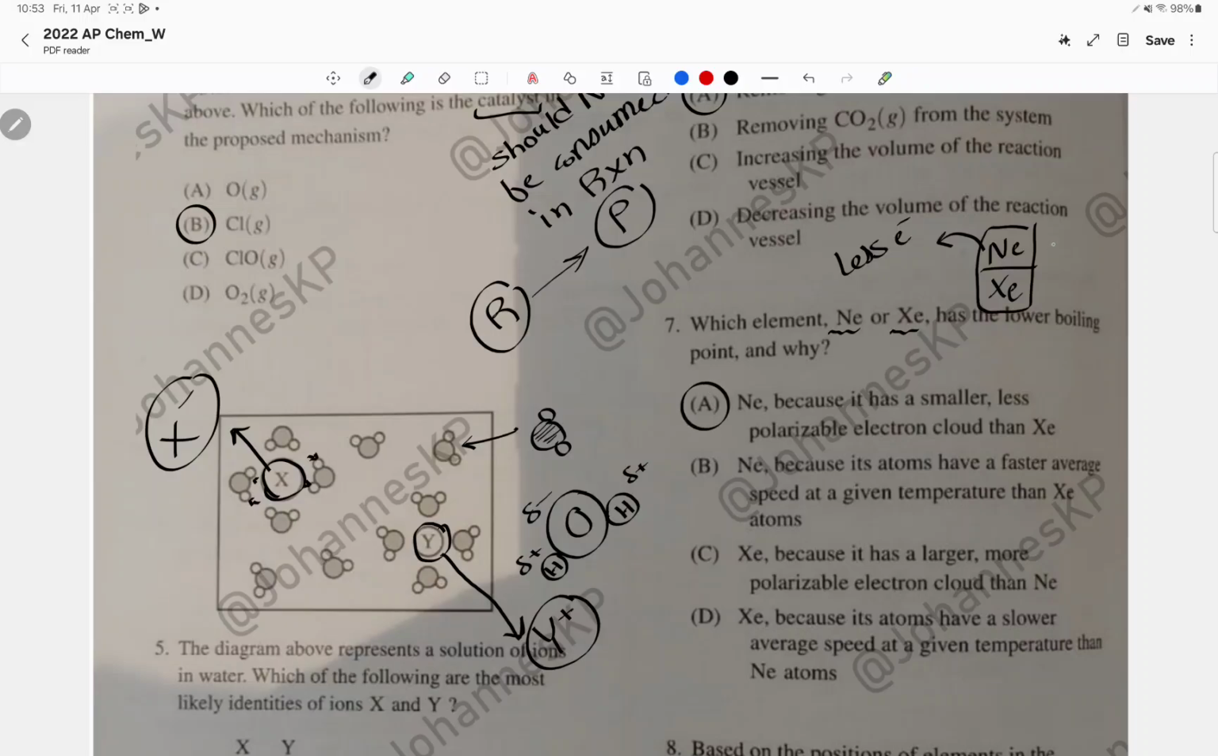And by the way, Ne and Xe only have London dispersion forces because they are noble gases. They don't bond to anything else. So we should just compare their LDFs by the number of electrons. So it's going to be A.